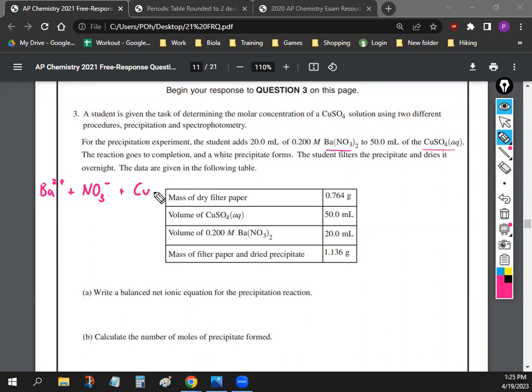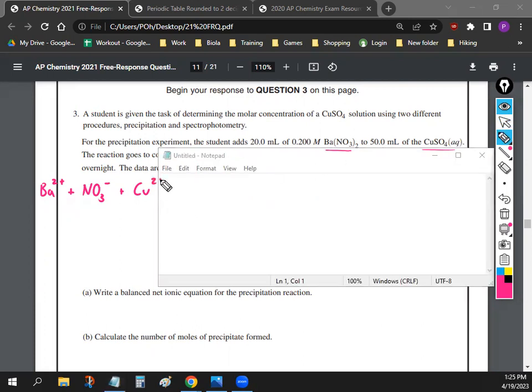Then we got copper 2 sulfate. Since these two are reacting, we're operating under the assumption that it's going to break apart, because if it doesn't break apart, it's not going to react. So this would be Cu2+ and SO4 2-. Now we're doing a double replacement because it's precipitation. So we're going to be combining the barium with the sulfate. But actually, before we do that, we have to figure out which one is going to become the precipitate. We know that one thing turns into a solid.